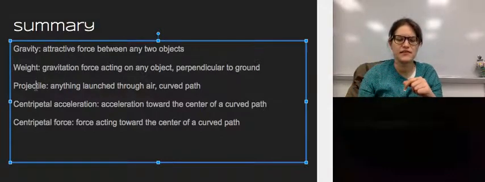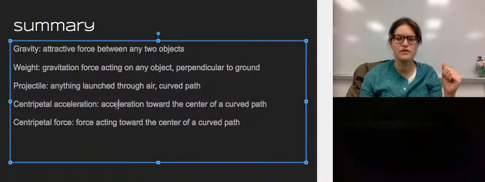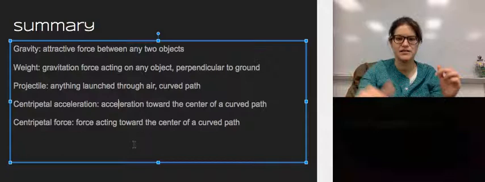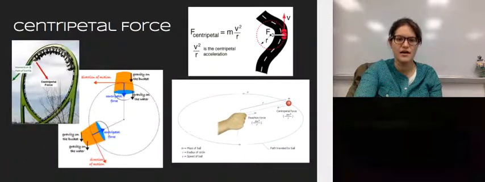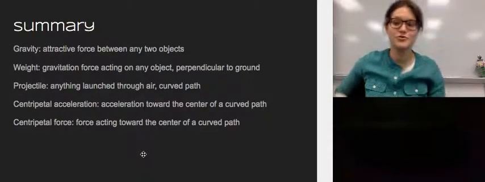A projectile is anything that's launched through the air, and it always has a curved path. Centripetal acceleration is an acceleration towards the center of a curved path, and centripetal force is a force that's acting towards the center of a curved path. In a couple of our examples, we saw that gravity can be the source of that centripetal force. Not always, but it can be. Okay, that's all of the notes for motion and forces.